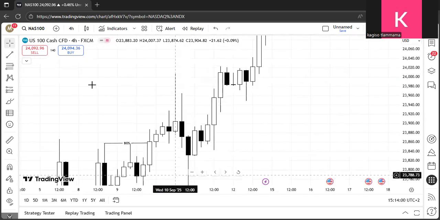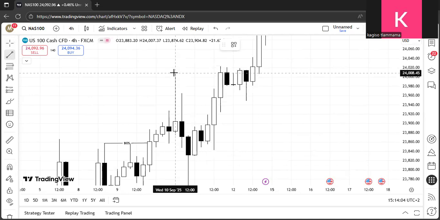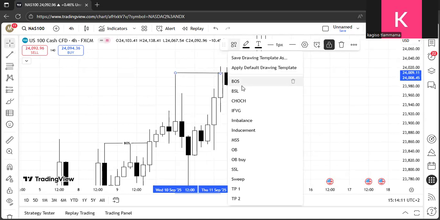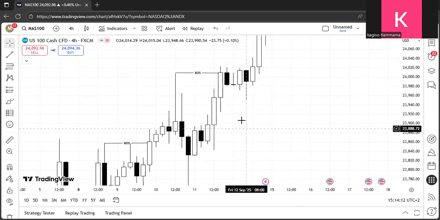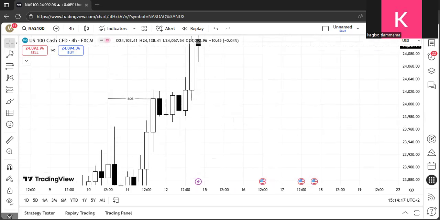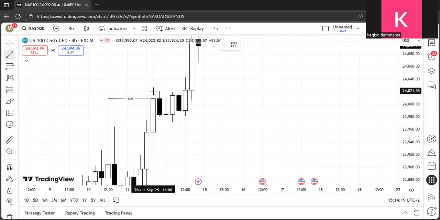And then we'll move on to another break of structure. Let's go. So yes, this is our break of structure. And then we'll move to another break of structure.